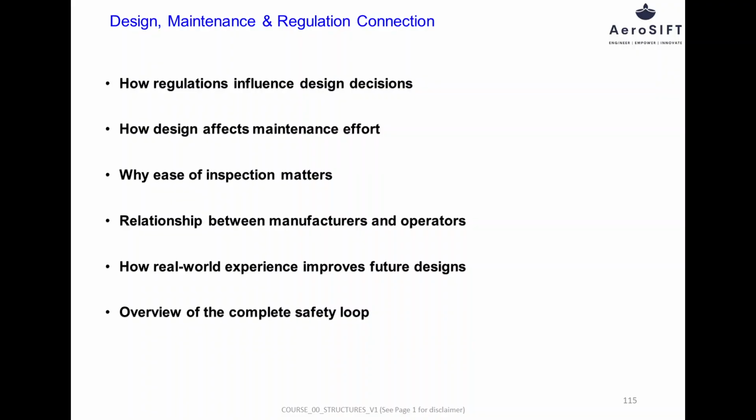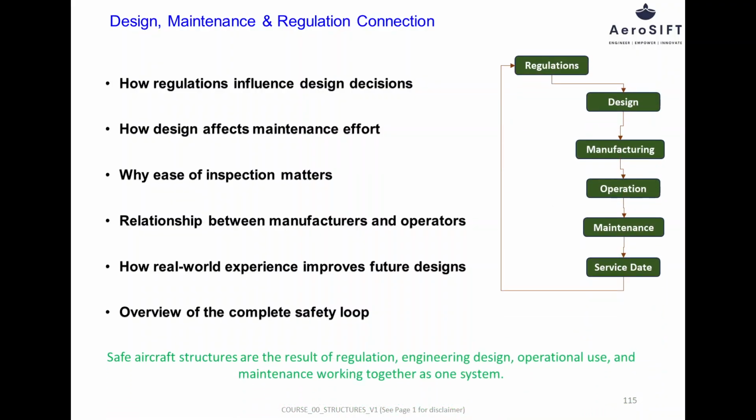Aircraft structural safety operates as a continuous loop where regulations guide design, design drives maintenance, maintenance reveals real-world behavior, and experience updates regulations. Safe aircraft structures are the result of regulation, engineering design, operational use, and maintenance working together as one system.